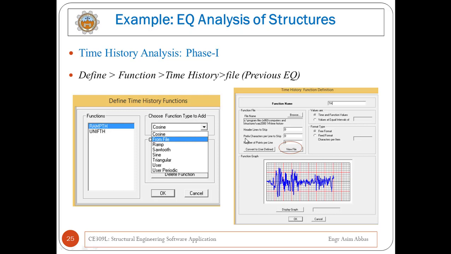Similarly, if there is some prefix available, you can also skip those lines. Another entry is called Number of Points per Line. When you click on View File, different points are given in one row. If only one point is given, it means there will be two values, one for x and one for y, meaning one for the time and the other for the response, and the response can be acceleration, displacement or velocity. So this will be considered one point.